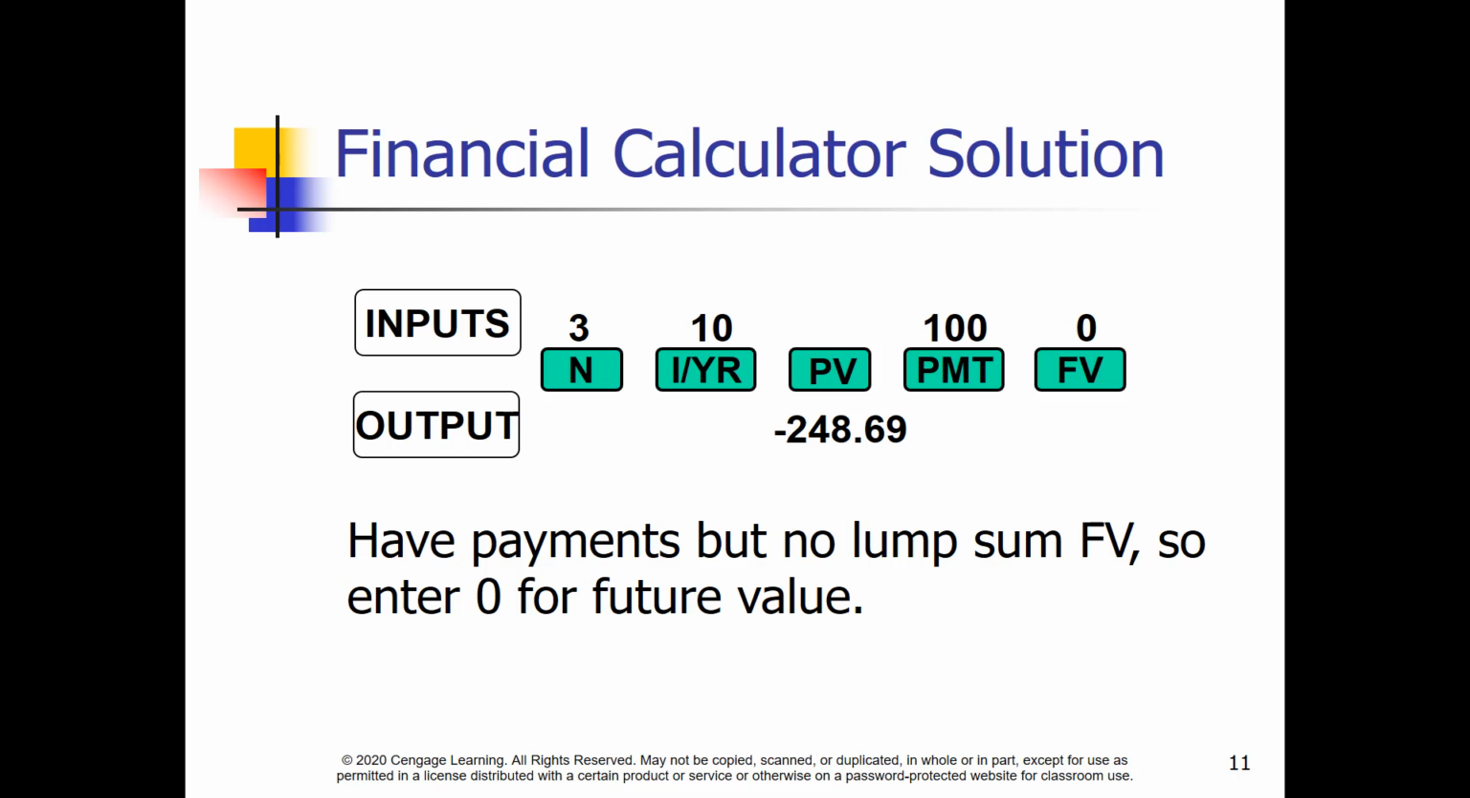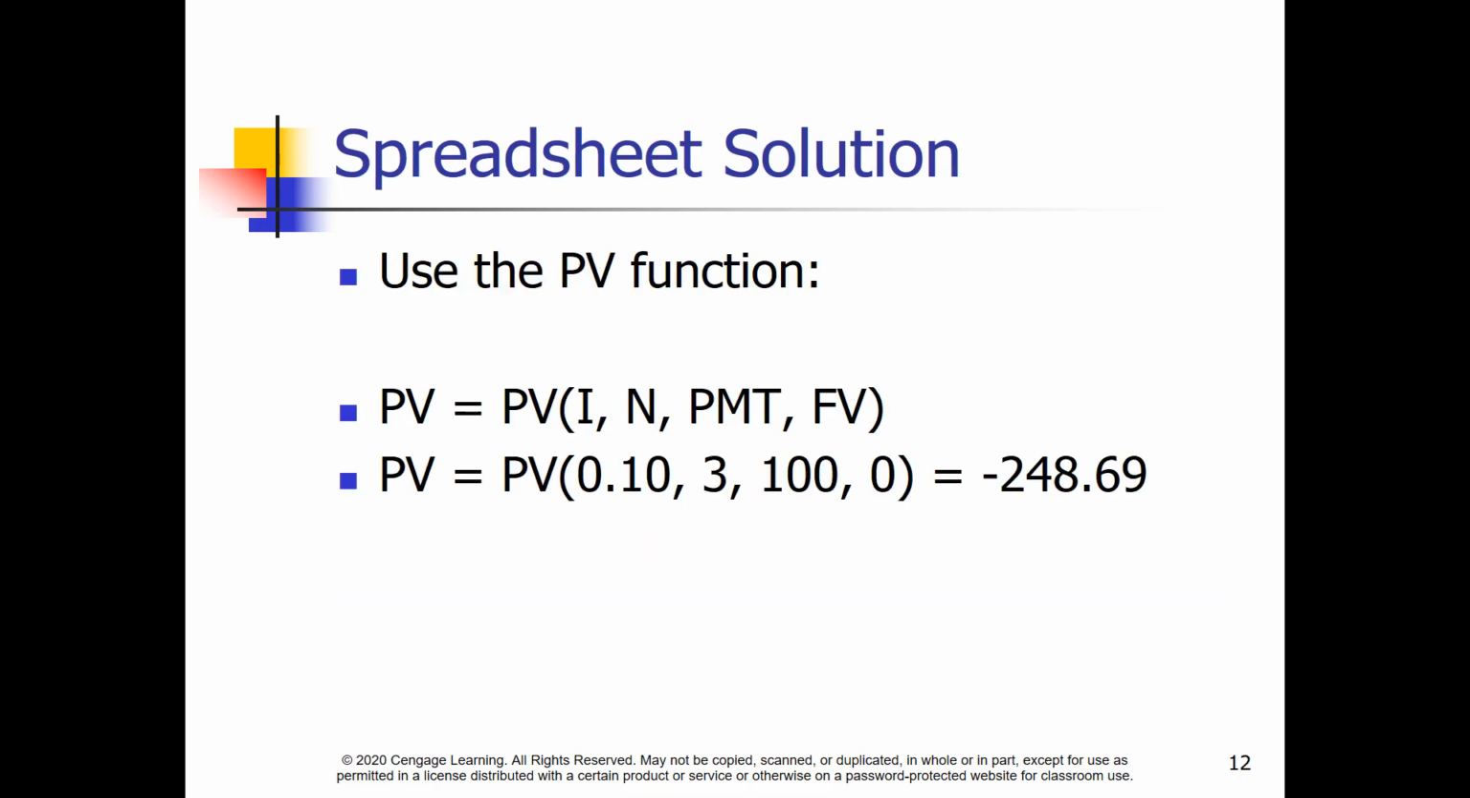But by far the easiest way is to use the TVM keys on your calculator. This solution implies that if you deposit $248.69 in an account paying 10% a year, you can withdraw $100 each year for 3 years until the account is depleted to 0. As before, use the PV function, now including the payment variable.